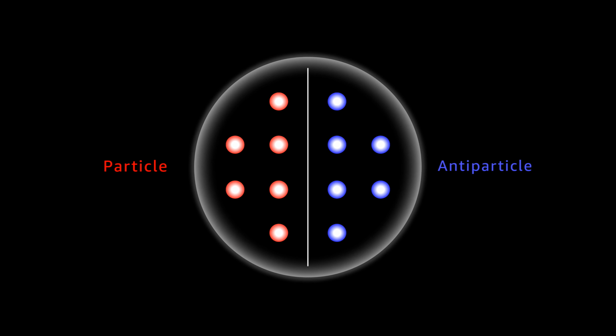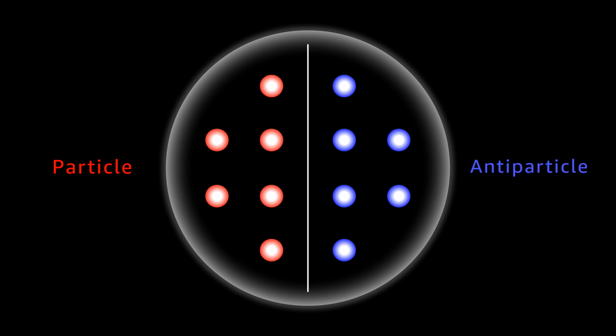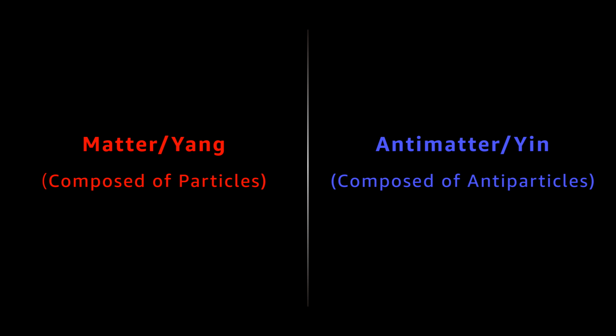Symmetry, Part 1. In this figure, 0 represents emptiness or nothingness. When the universe was created from nothingness, equal amounts of particles and antiparticles were produced. A particle and an antiparticle have exactly the same mass, but they have opposite charges, representing yin and yang. Matter, which represents yang, is composed of particles. On the other hand, antimatter, which represents yin, is composed of antiparticles. This universe is made up of matter, not antimatter.